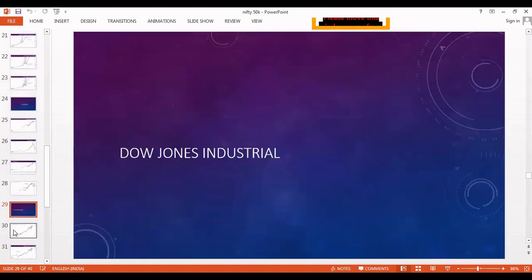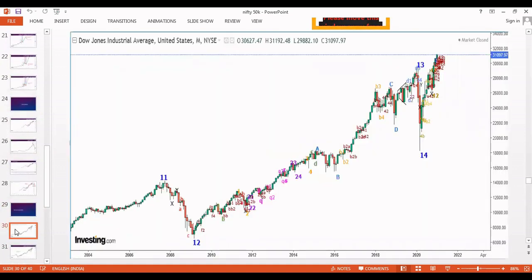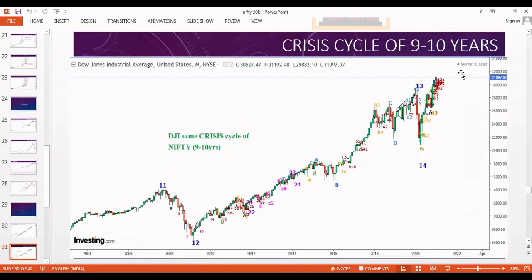We know Dow Jones is a replica of Nifty and Nifty is a replica of Dow Jones. Both follow the same cycle. We know Dow Jones is on the fifth wave rally, which has the same crisis cycle. Like they also go through the dot-com, they also go through a financial crisis, they also go through the pandemic.